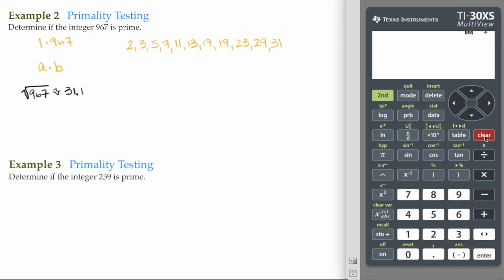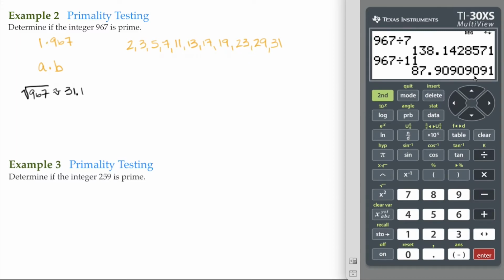I'm just going to go 967, and I'm going to divide it by 7. If 7 goes into 967 evenly, then 7 is a factor of 967. So we'll divide it by 7, and it's not an integer, it's a decimal. So 7 doesn't work. So now I'll try 11. That also doesn't work, that's a decimal. And I'm just going to go down the line here of all the primes.